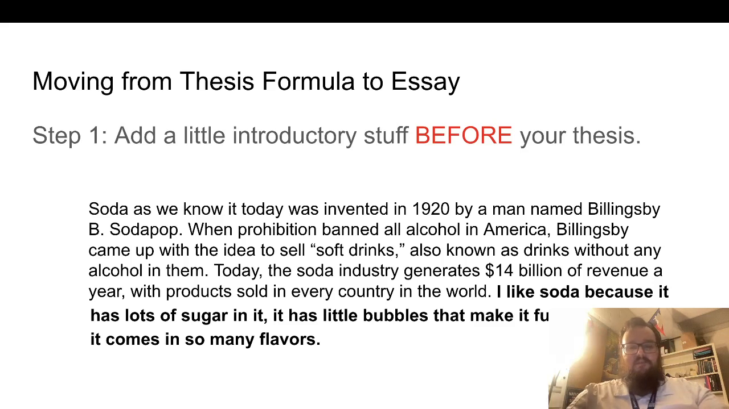Soda as we know it today was invented in 1920 by a man named Billingsby B. Soda Pop. When Prohibition banned all alcohol in America, Billingsby came up with the idea to sell soft drinks, also known as drinks without any alcohol in them. Today, the soda industry generates $14 billion of revenue a year, with products sold in every country in the world. I like soda because it has lots of sugar in it. It has little bubbles that make it fun to drink, and it comes in so many flavors. So there's that thesis statement again.